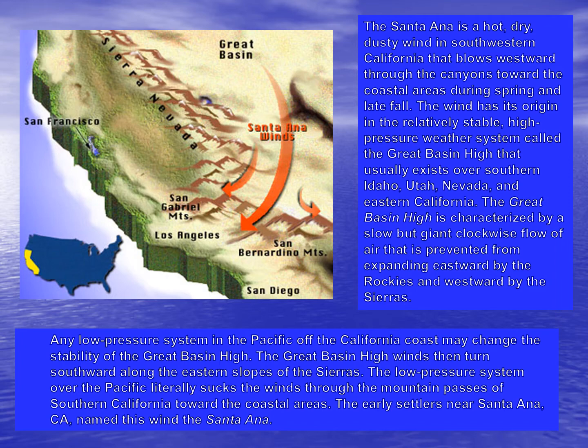Anyway, the Great Basin High is characterized by a slow but giant clockwise flow of air, because it's an anticyclone, high pressure, that is prevented from expanding eastward by the Rockies, prevented from expanding westward by the Sierra Nevadas. Now, how do you set up the Santa Ana winds? Because you pretty much have that Great Basin High really all year long. So if you have a low pressure system in the Pacific off the California coast moving into Southern California, then you have a low pressure system sitting there, and you've got this high pressure to the east. So those air molecules are going to move from the high pressure, from the Great Basin High, through the canyons and mountain passes there and into Southern California. So pretty neat stuff there. And the name Santa Ana winds, those were named by early settlers near a town that was called Santa Ana, California.